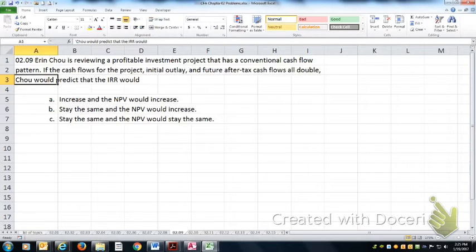This is problem 9 from Chapter 2 of the CFA Institute textbook, Corporate Finance: A Practical Approach, 2nd edition. This is pure multiple guess. Aaron Chu is reviewing a profitable investment project with a conventional cash flow pattern.